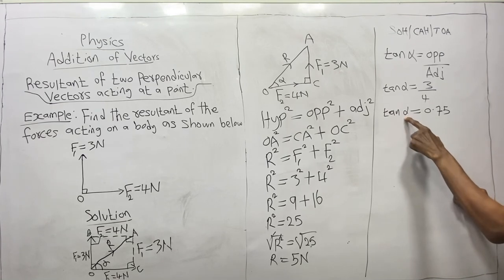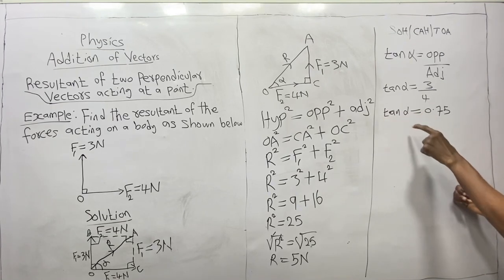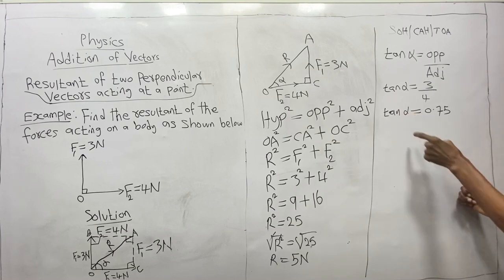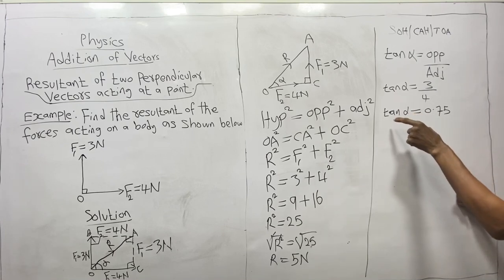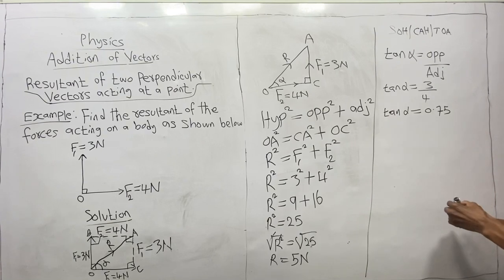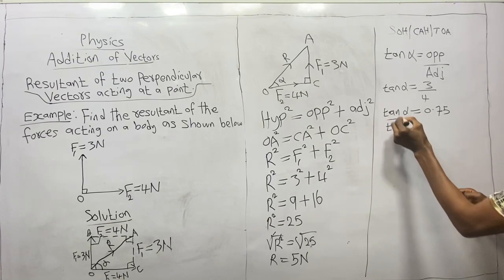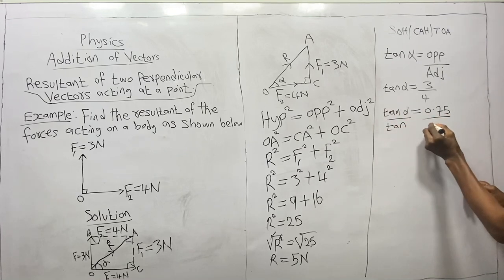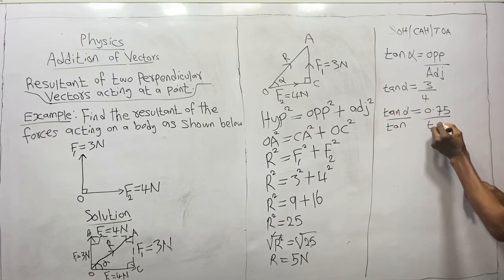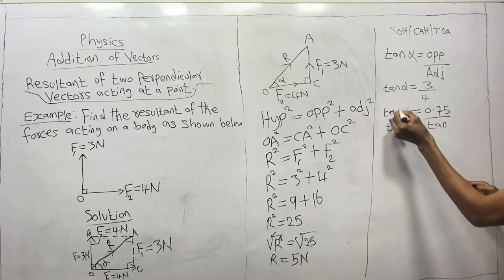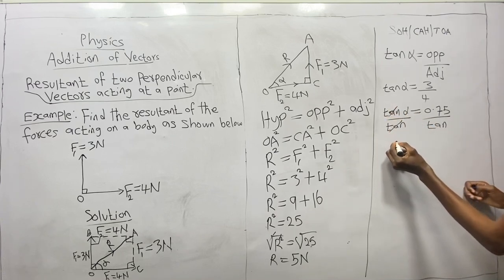So what are we looking for? We are looking for alpha and not tan alpha. So what are we going to do to make alpha the subject of formula in this equation? We have to divide both sides by tan. And by so doing, we have that tan divided by tan all over 0.75 divided by tan. Tan, we cancel tan. What will now be left here is what? Alpha.